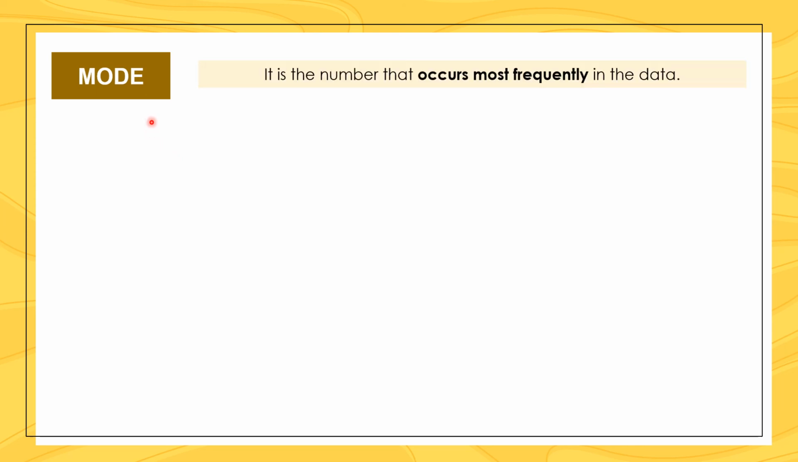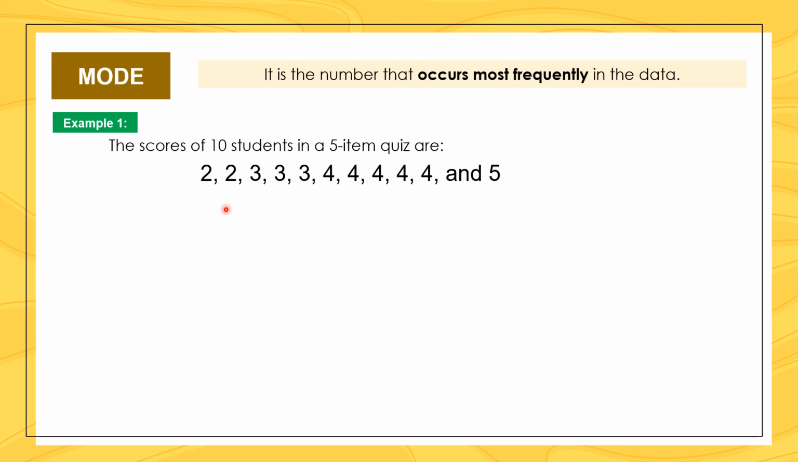Thank you. Great. We are down to our last measure of central tendency, the mode. To find the mode, it is the number that occurs most frequently in the data. Again, take note of the term occurs most frequently. So let's try to have an example. I guess it's really easy for you. Example 1: the scores of 10 students in a 5-item quiz are 2, 2, 3, 3, 3, 4, 4, 4, 4, 4, and 5.